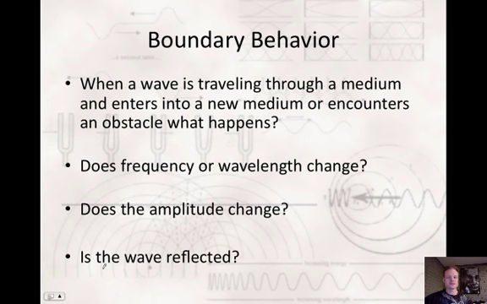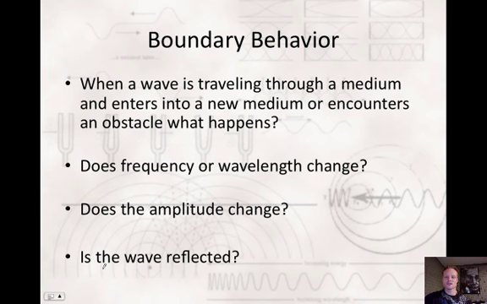So a boundary basically can be one of two things. It can be a wall, and what happens when that wave hits that wall, or it can be that a wave is transmitted from, say, a thin rope to a thick rope, or from air to water, or something like that, a new medium it enters into.